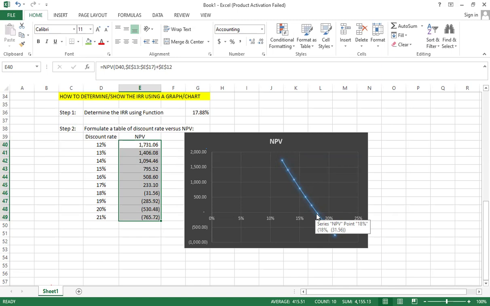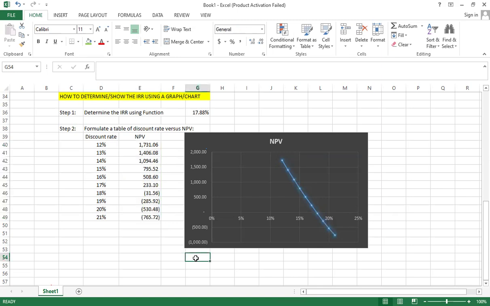If that is the case, class, then with this we have shown our internal rate of return using our graph. So let's just comment that: IRR is the rate at zero NPV in the above graph.